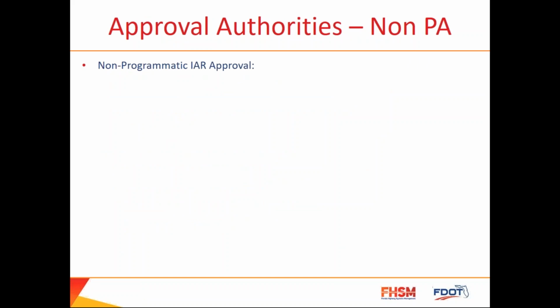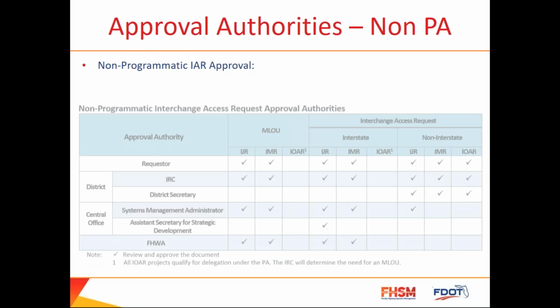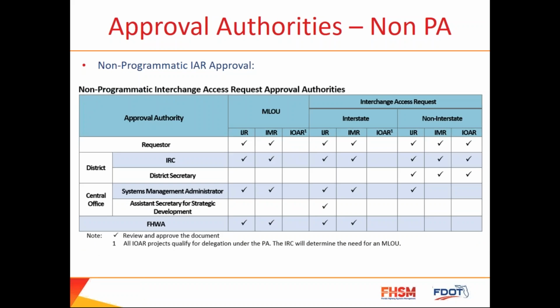All right, so our approval authority tables, I'm going to talk quickly about these. For our non-programmatic projects, so these are projects that get reviewed and signed by Federal Highway, this table didn't change during our update process, but it's important to note that the only change was that now the Systems Management Administrator is signing for Central Office in place of the SIRC.